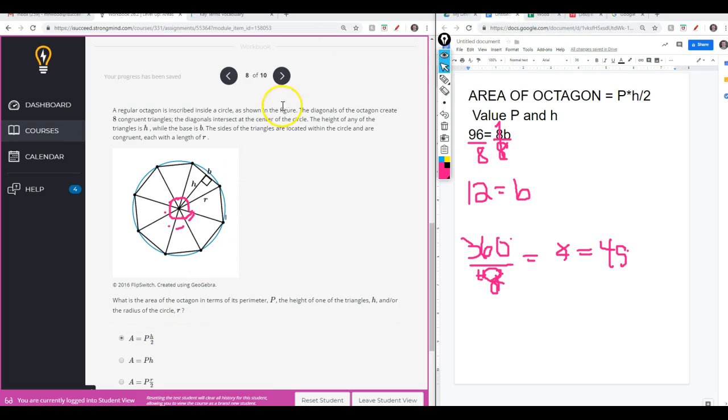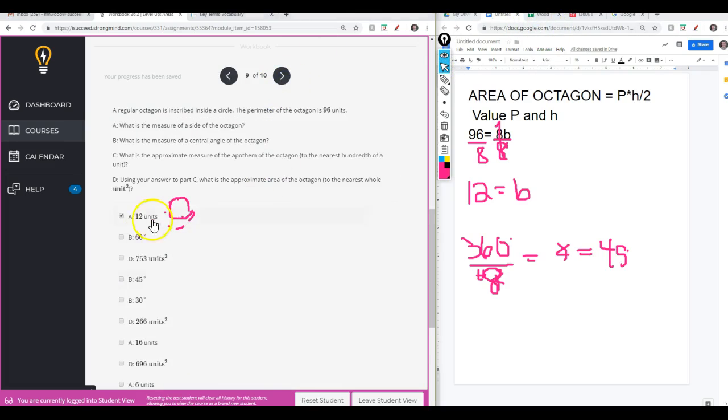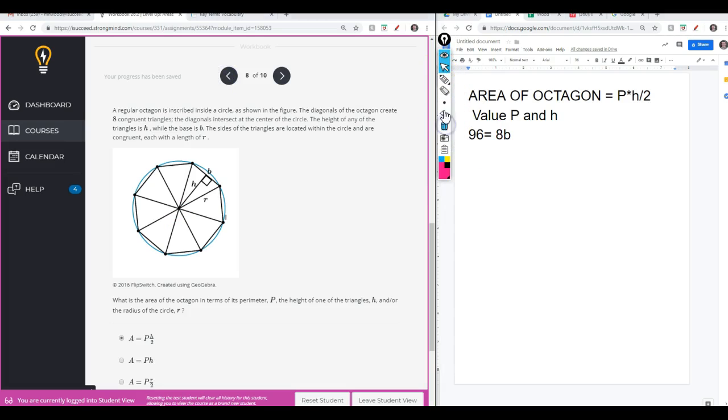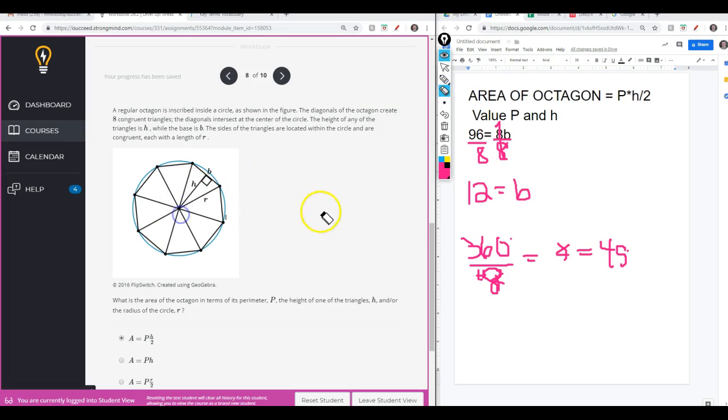Okay, so for B, on question 9, I am looking for 45 degrees. Now it says, what is the approximate measure of the apothem of the octagon to the nearest hundredth of a unit? If we go back to our drawing that we're using as a reference, we have this base, which was 12, and this central angle, which is 45 degrees.